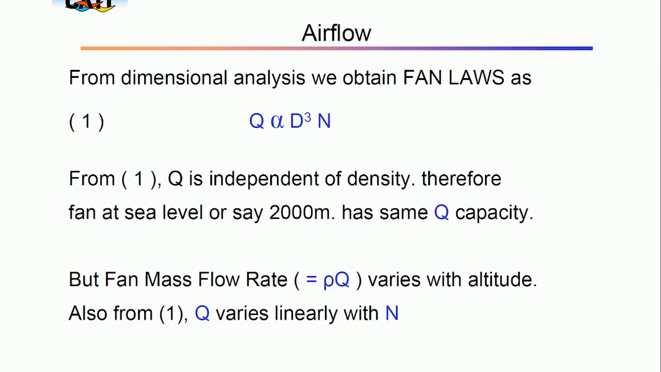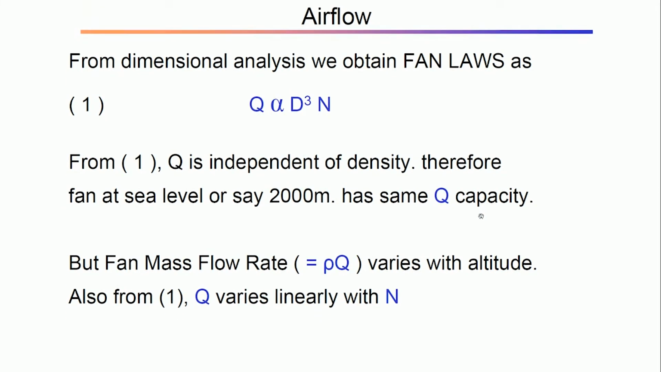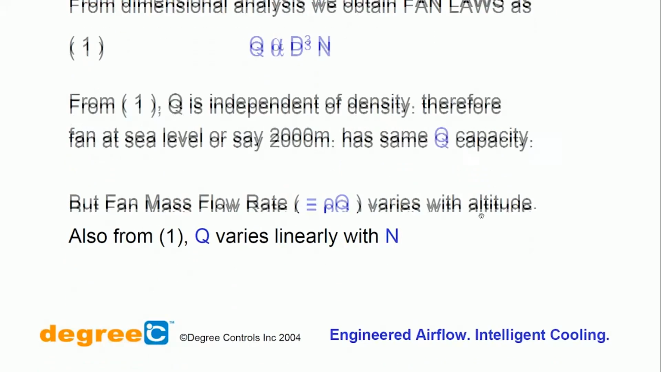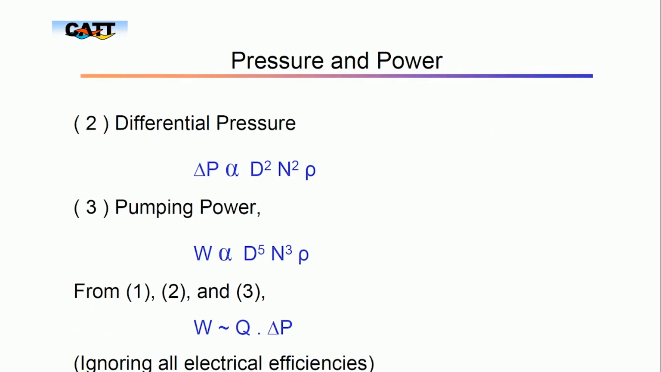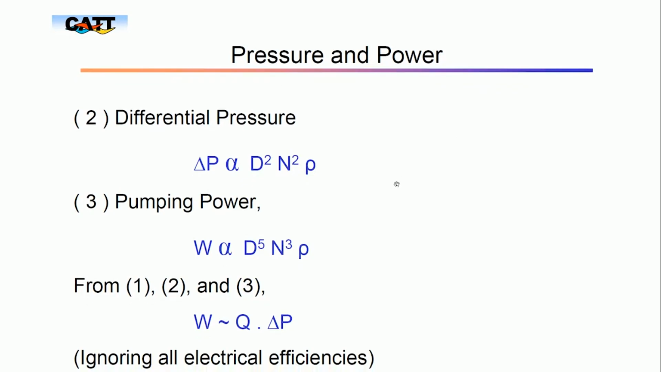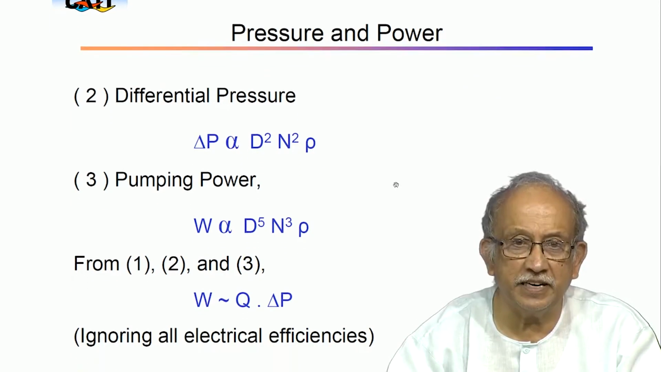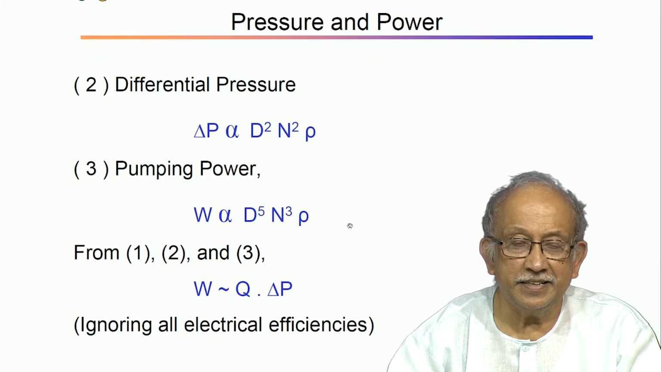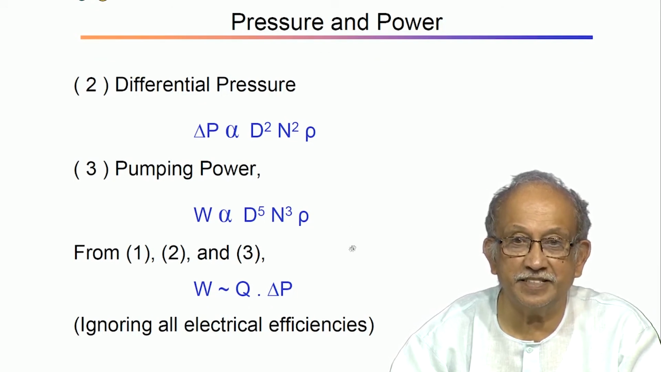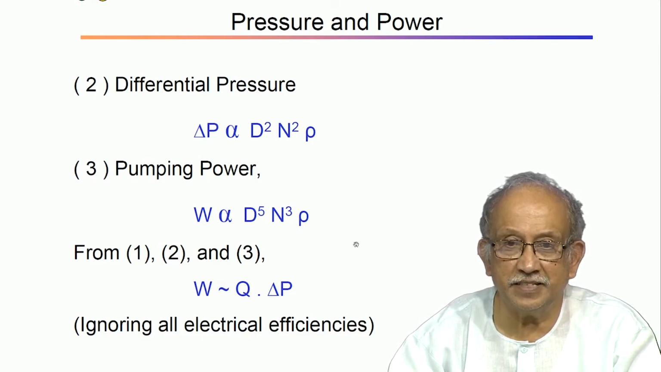Q is independent of density. Therefore, fan at sea level 2000 meters has the same Q capacity. Fan mass flow rate varies with altitude. Q varies linearly with altitude. So, there is something about the differential pressure, then there is a pumping power required, and then the total, if you ignore electrical efficiencies, suddenly something else has come into picture.